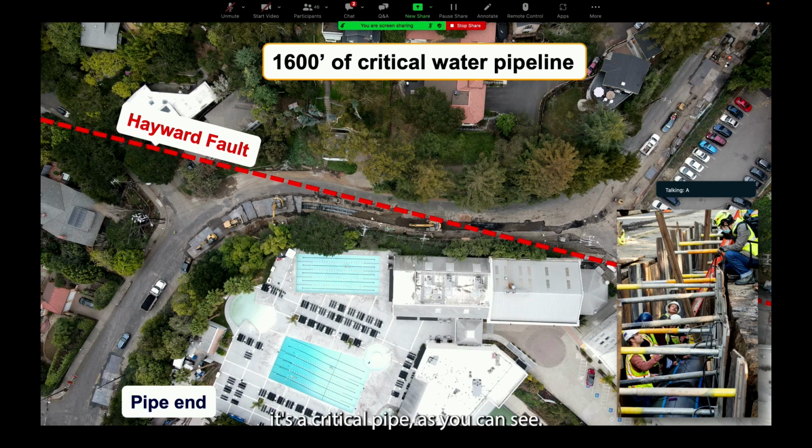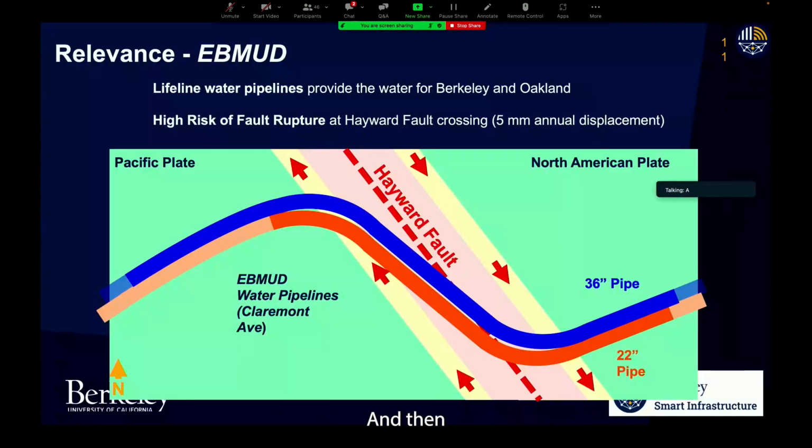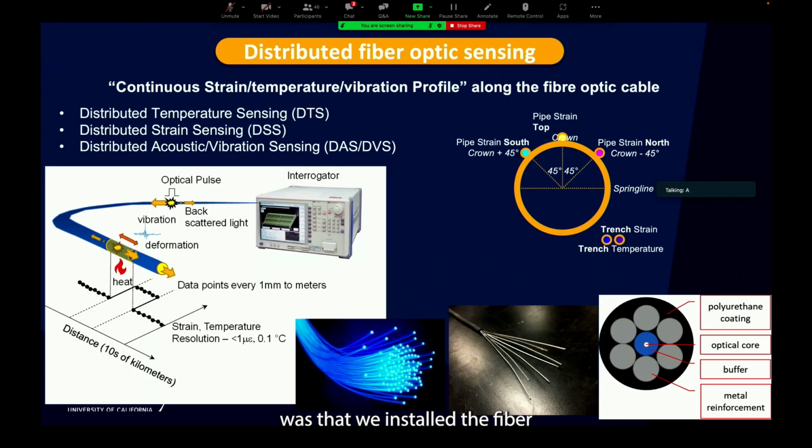At this particular pipe, it's a critical pipe, as you can see, and then you see in the background the two pipes that were being replaced, 36-inch and 22-inch plastic pipe. And then what we did in this particular project was that we installed the fiber optic sensing. We've been working on this technology for 15 years, 20 years, and then trying to see how the market can accept this particular technology.